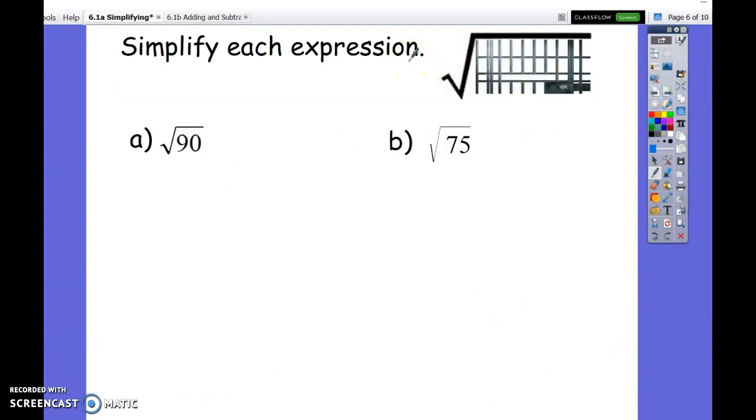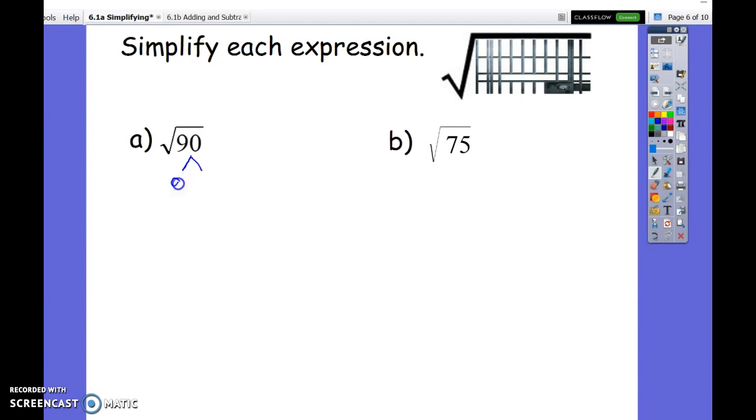So let's practice. I think with practice it'll make a little more sense. We want to simplify each expression. So we want to make sure that there are no perfect squares under any of these radicals. And notice all of these are square roots because there isn't a different index on our radical. So we're going to start off by factoring the number 90. If we want to take the square root of 90, we're going to start by factoring.